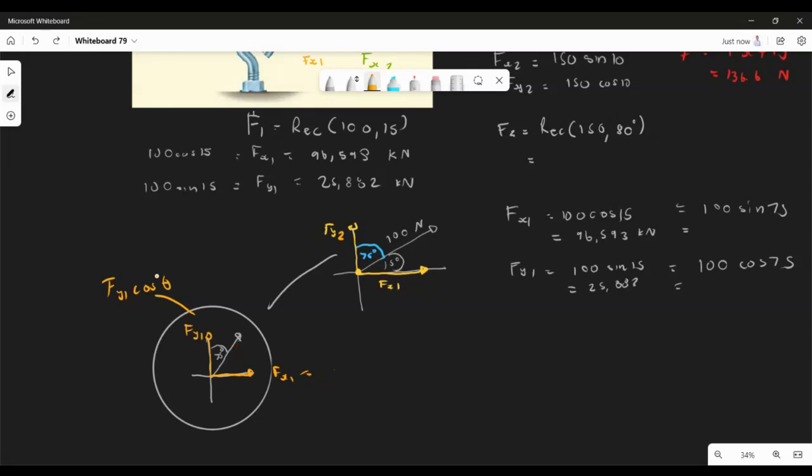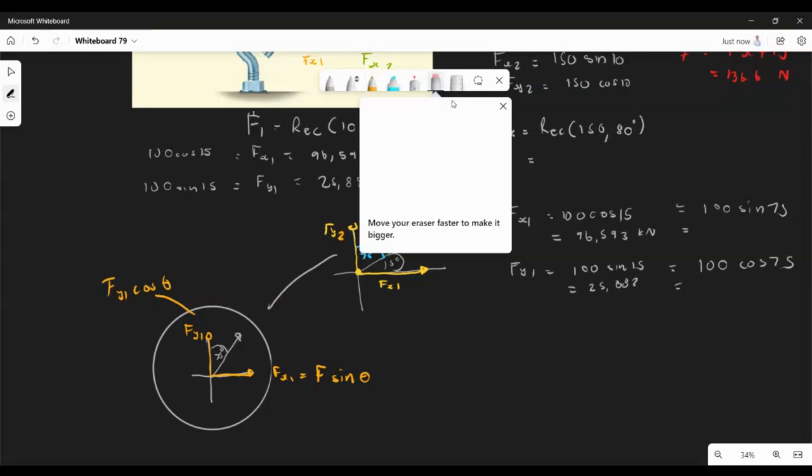Just erase this. You guys get that? So I'm saying there's two ways to do it, depending on the angle. And obviously, you can use your rec function to check. Erase this. I hope you guys got it. I'll make my eraser bigger. There you go.